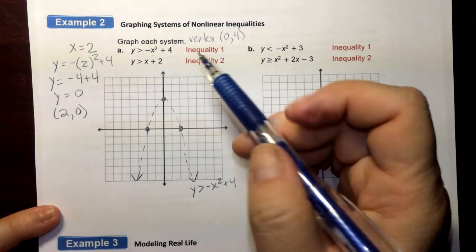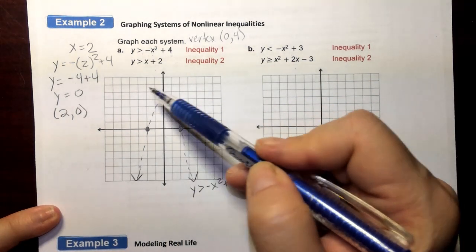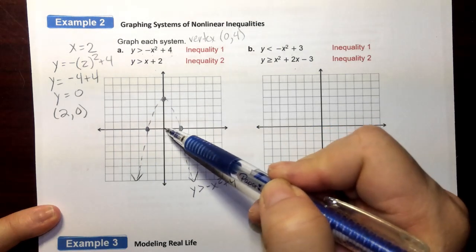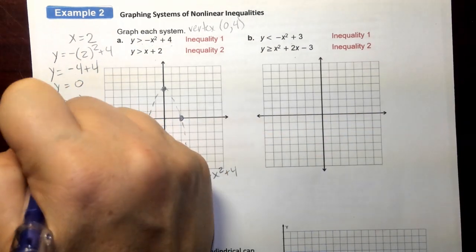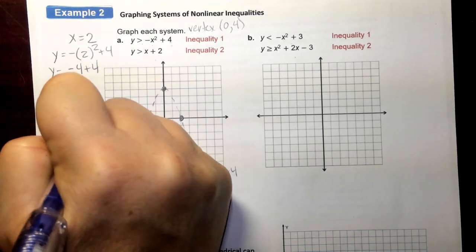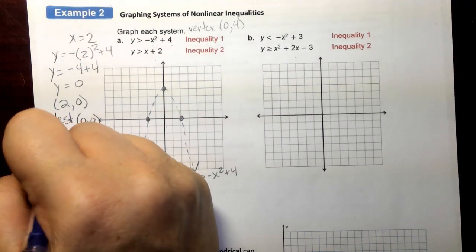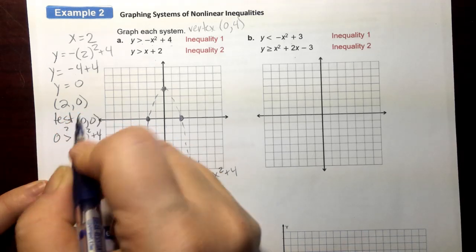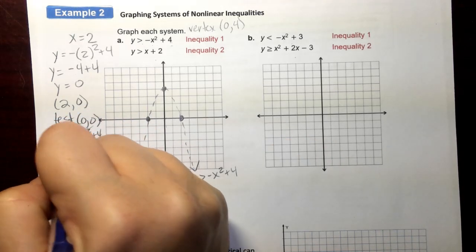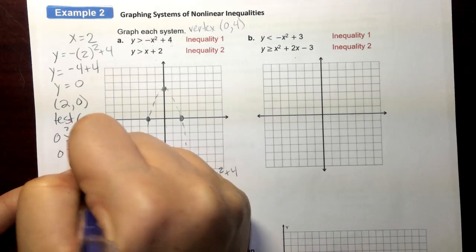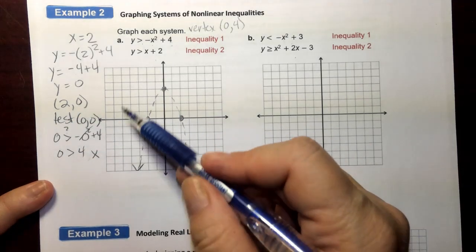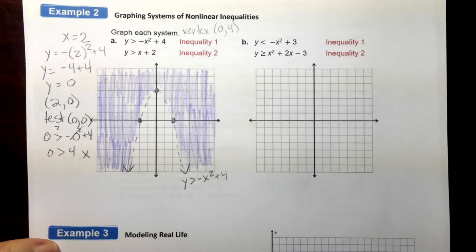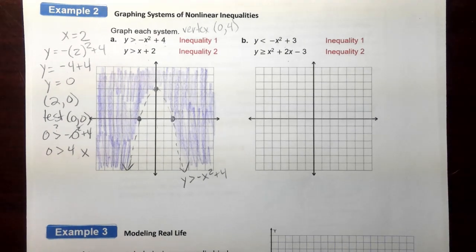So now we need to know which side to shade. So because it's greater than, I'm going to say that we are more than likely going to shade this part. But look, my favorite point to test is right here. So we are going to test 0, 0. So we'll plug it in here. So is 0 greater than negative 0 squared plus 4? So we know that cancels out. Is 0 greater than 4? No, it is not. So we definitely shade this side. Hopefully that's better than the green was.